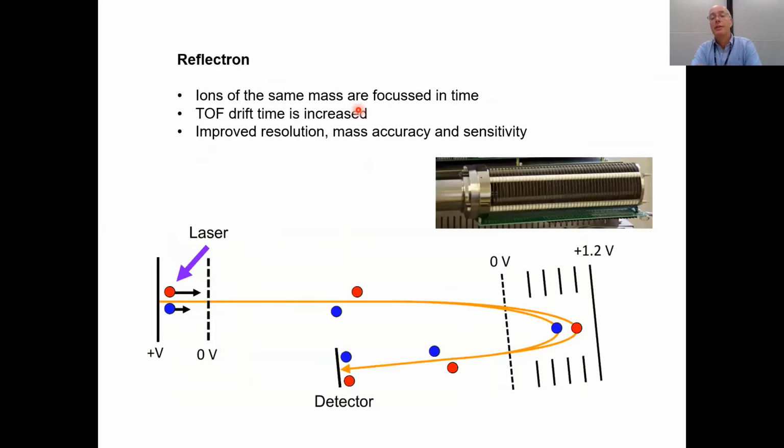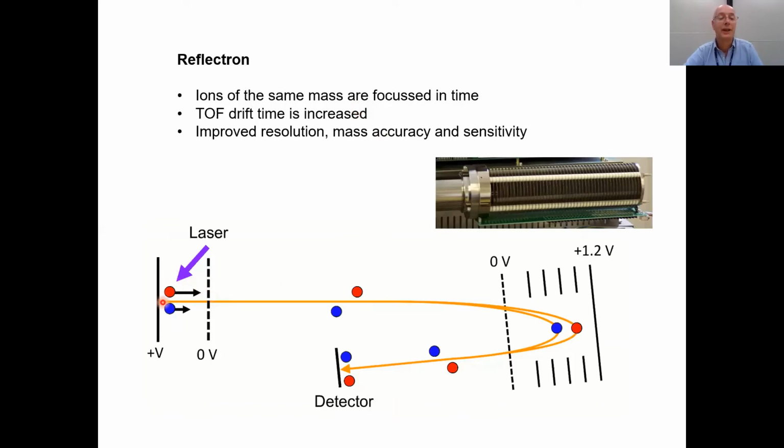I mentioned the Reflectron, the ion mirror. And the idea behind this is also that ions of the same mass are focused in time. It also allows the time-of-flight drift time to be increased, and that results in improved resolution, improved mass accuracy, and improved sensitivity. And how the ion mirror works is very simple.